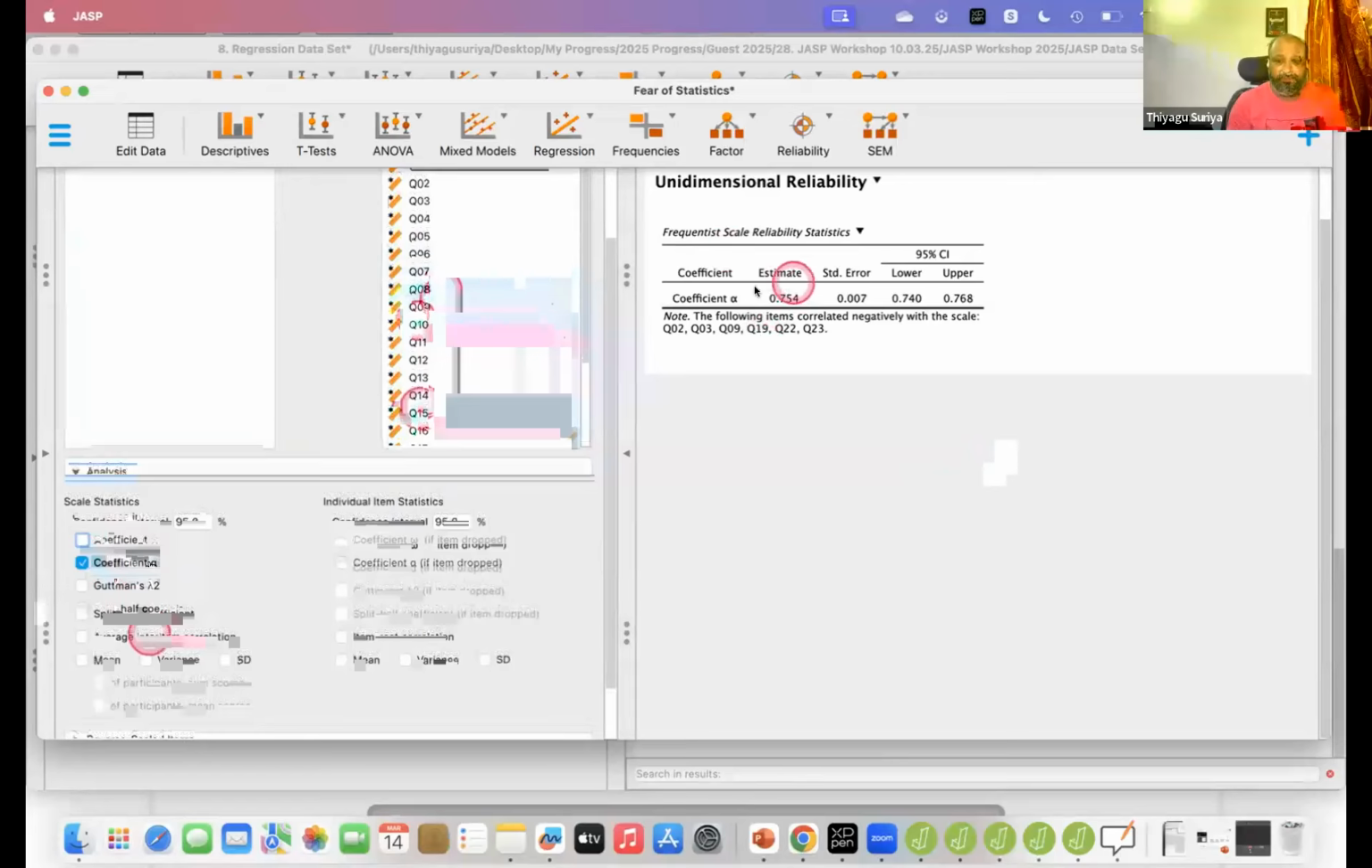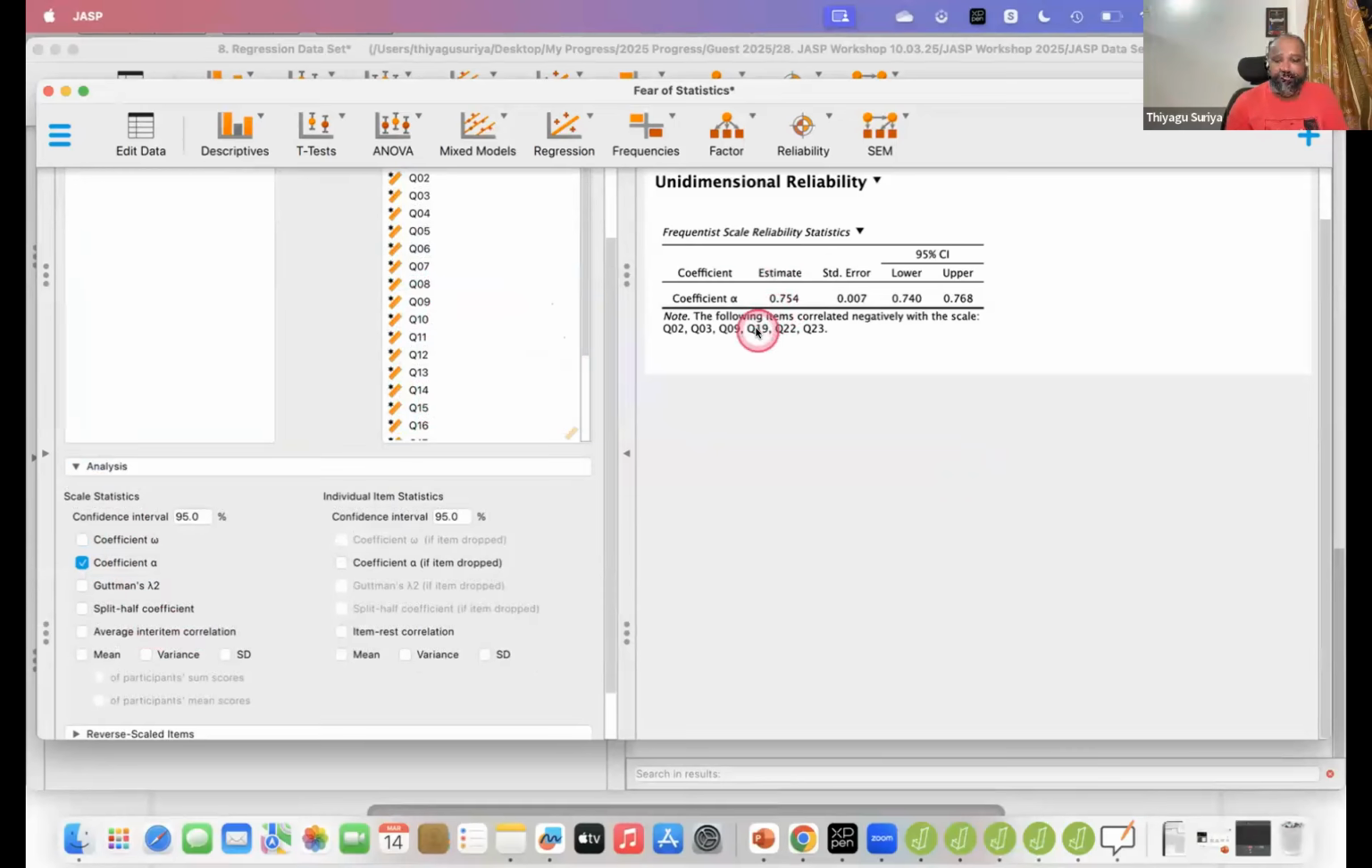What is my estimate value? 0.754. It's more than 0.7. Therefore, my items are reliable. Right. Next thing, you can see down there's a note. What is a note?